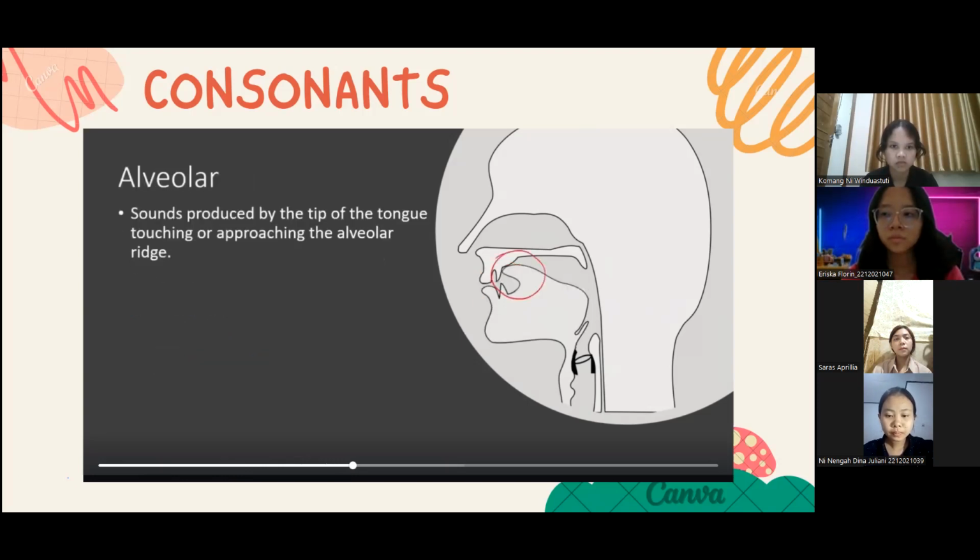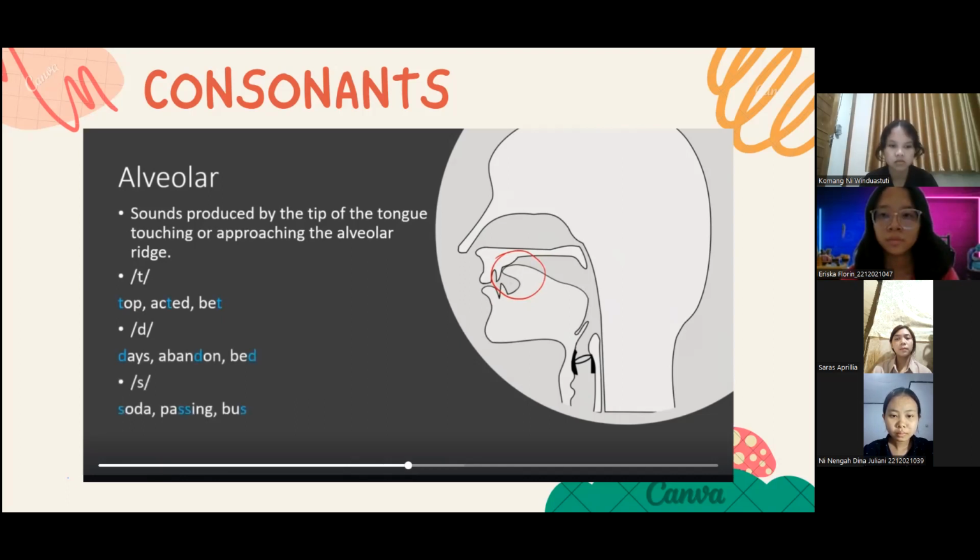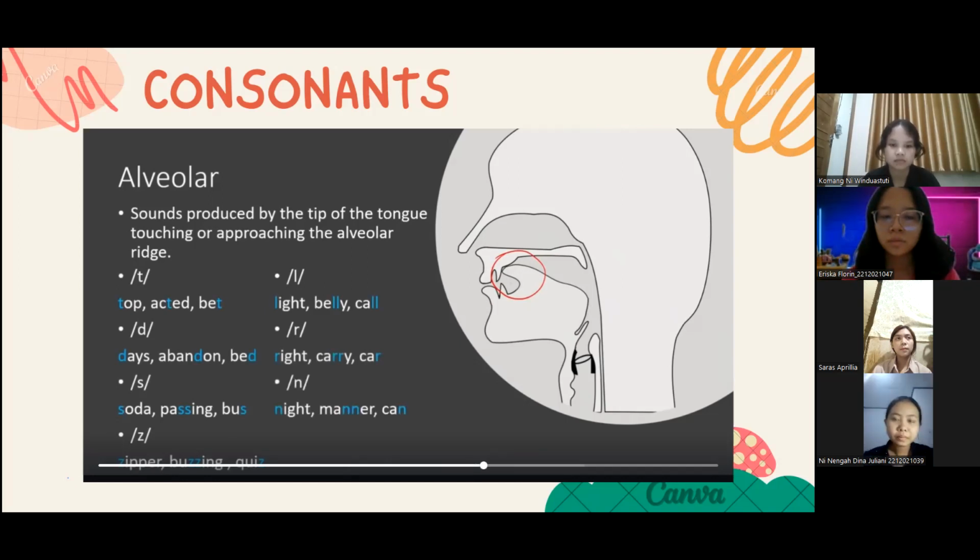Alveolar. These sounds are t, like in top, acted, or bet. D, like in daze, abandon, or bed. S, like in soda, passing, and bus. You also have z, like in zipper, buzzing, and quiz. L, like in light, belly, and call. R, like in right, carry, and car. And n, like in night, manner, and can.